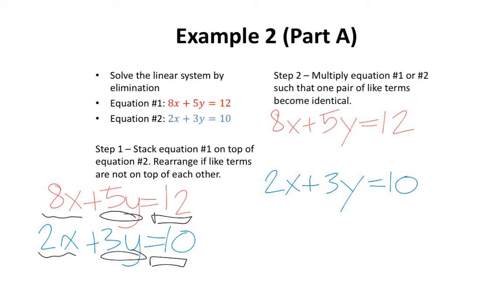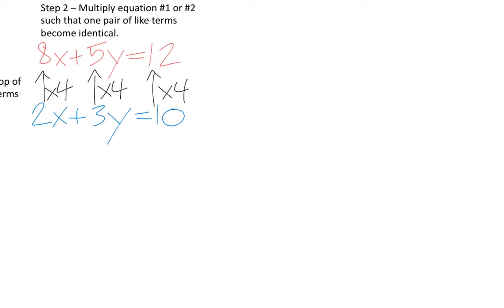Let's take a look at the first pair of like terms, 8x and 2x. I need to multiply either 2x so that it becomes 8x, or I can multiply 8x so that it becomes 2x. The much easier route is to multiply 2x by something so that it becomes 8x. And what can I multiply 2x by to get 8x? I can multiply that by 4. And if I multiply that by 4, everything else needs to multiply by 4 as well. Let's go ahead and make some notes for ourselves so that we don't get confused.